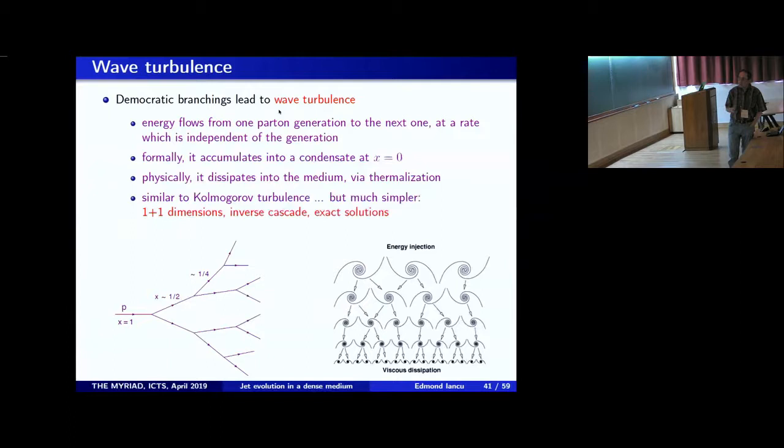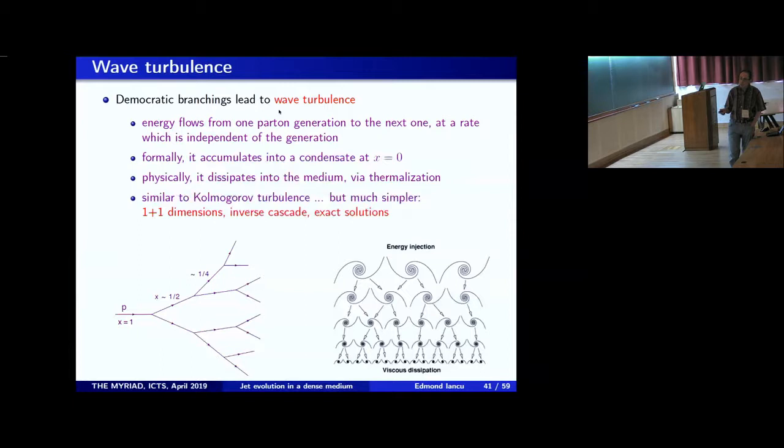One of the definitions of turbulence is that when you have a turbulent process, the energy flows from one generation to the next one at a constant rate, which is independent of the generation, in such a way that the whole energy will start in the leading particle, then it is in the primary gluon, then the secondary one, and so on. And eventually, this whole energy flows into arbitrarily soft modes. If there is no mechanism to cut off this flow, the energy accumulates into a condensate at zero energy. In reality, of course, when the energy becomes comparable with the medium temperature, T, then there is thermalization via elastic collisions. But in any case, such a process of turbulent flow has the property to very efficiently transmit the energy from the leading particle to the thermal scale.